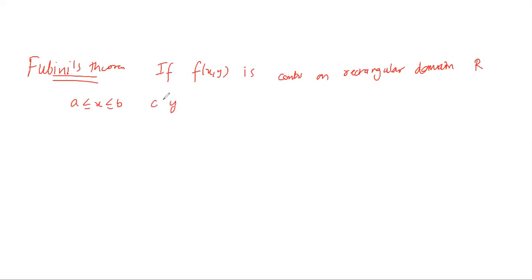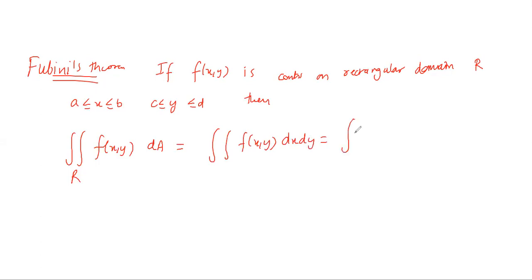The statement of the theorem tells you: if f(x,y) is continuous on a rectangular domain or rectangular region, you can say R, and a rectangular region looks like this, x lies between a and b and y lies between c and d, so they are all constants, A, B, C, D, then in that case the value of this integral is equal to this. Let me finish the statement, then I will explain this.